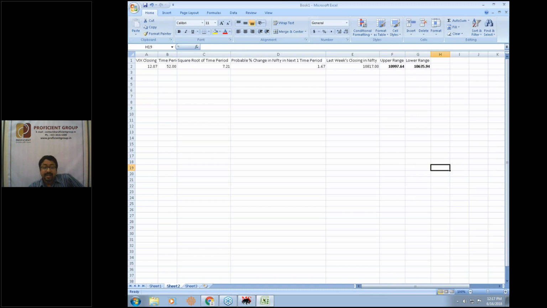That means for Nifty, there is a 67% probability, right? Why is this a 67% probability? That is how VIX is calculated. It will give us a one standard deviation of probability, that is 66 to 67%, two-thirds of the probability that Nifty will lie between 10,997 and 10,635 next week.